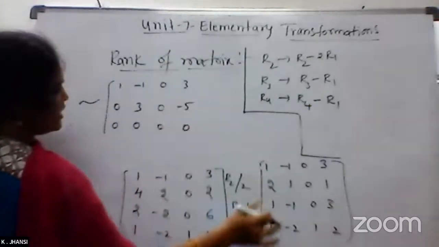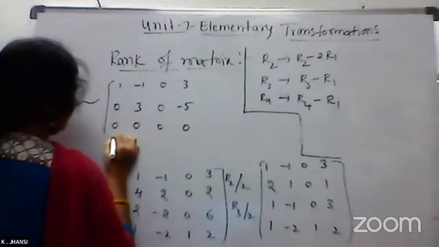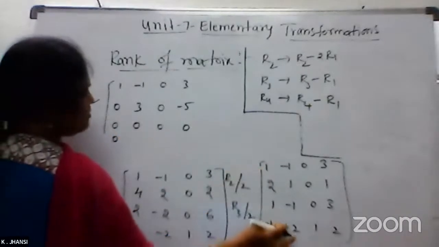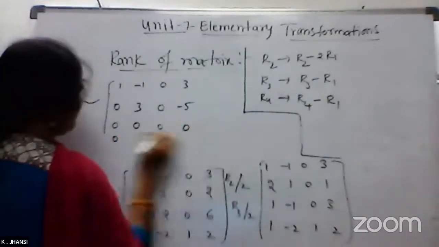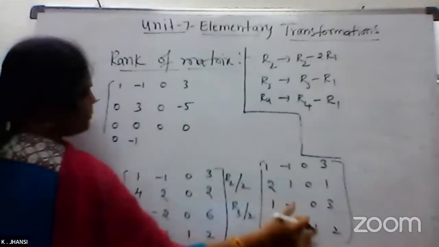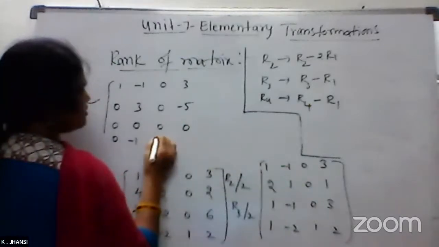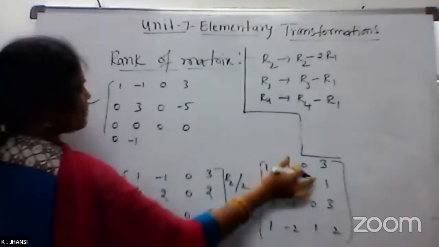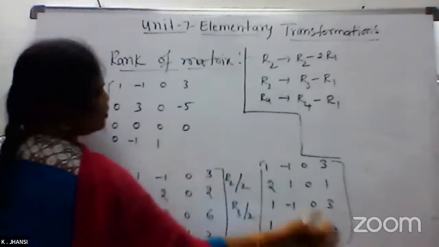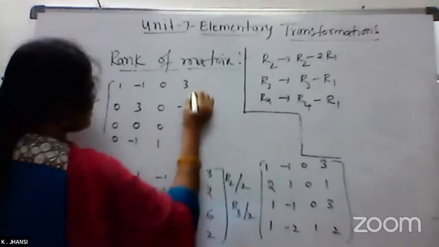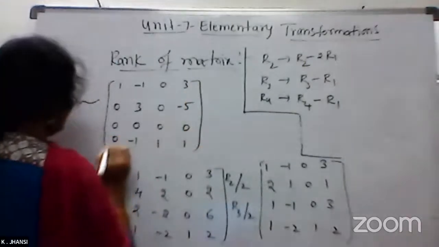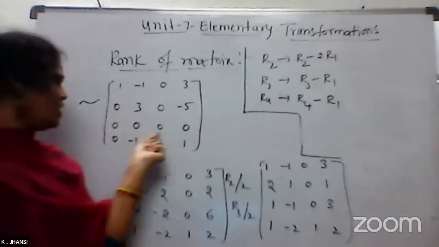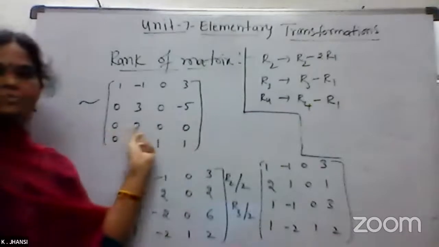So next R4, what are we getting? 1 minus 1, 0, minus 2 plus 1 means minus 1. This you will get just 2 plus 1, minus 1. 1 minus 0 is 1. 2 minus 3 is 1. Okay. Here already, whatever row is there, that has become 0.